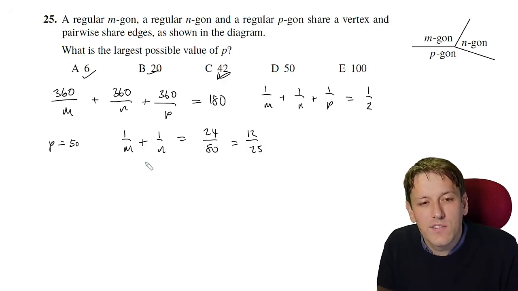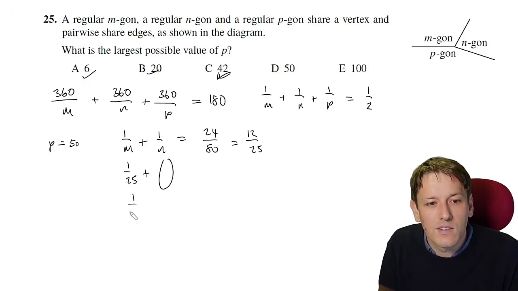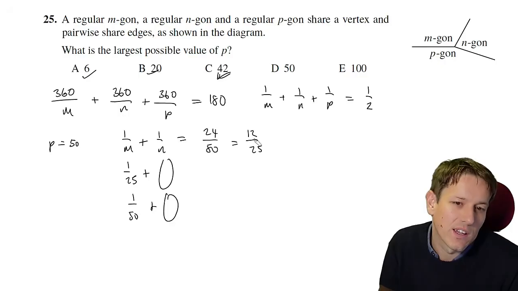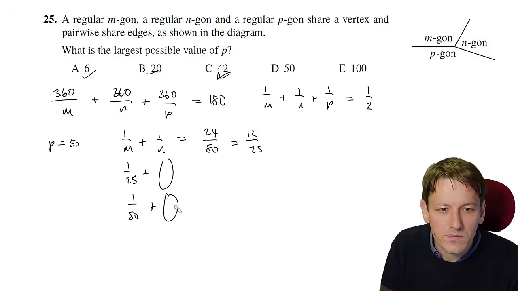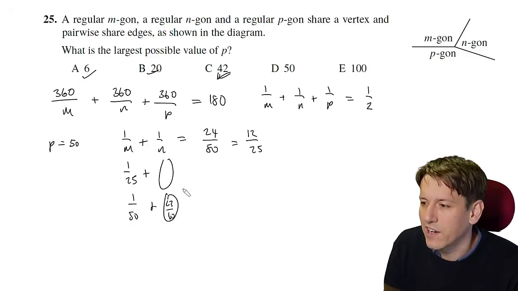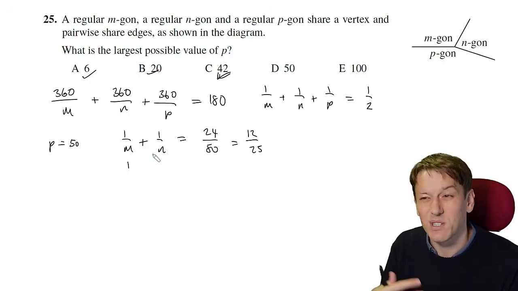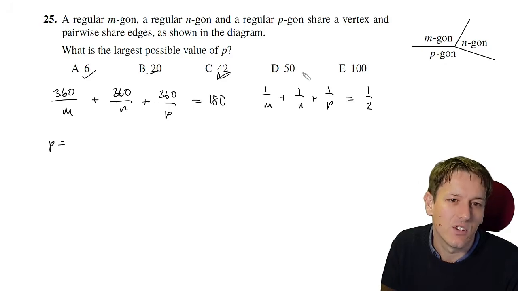Now if p is 50, the only options would be doing 1/25 plus something, or 1/50 plus something. And I'll just leave you to check here that 12/25 minus 1/25 would leave me with 11/25, that's not 1 over something, and 12/25 minus 1/50 would give you 23/50, that's not 1 over something either. So there aren't going to be any fractions here with whole numbers that make this work. Okay, I'm doing this in a bit of a hacky maths challenge way, but we can see here that D is not possible.